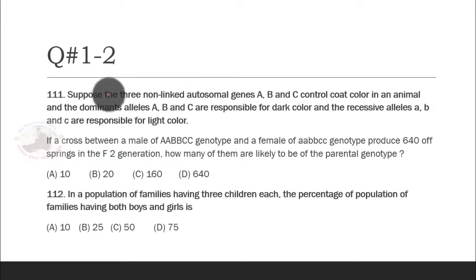Let's start with part 2. Suppose 3 non-linked autosomal genes ABC control coat color. For example, capital ABC we have and small abc we have. These capital ABC control the dark color and these small abc control the light color.